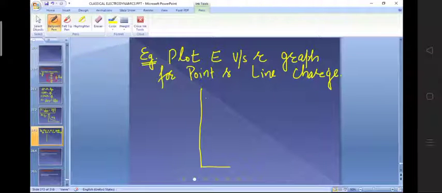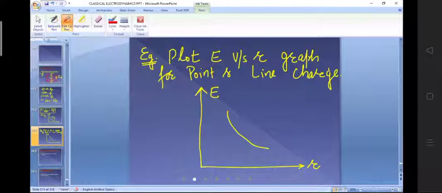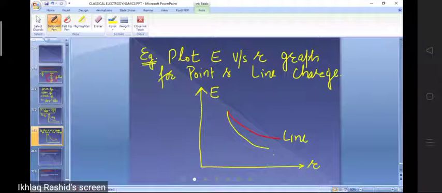So here this is E versus R. You know that for the point charge, the electrostatic field is proportional to 1 divided by R square, and for the line charge, it is proportional to 1 divided by R. That means the graphs for the point charge and the line charge will both be rectangular hyperbolas, but the steepness of the graph for the point charge will be more because E is proportional to 1 divided by R square. So there will be two different graphs. One graph will be like this, and another graph will be like this. This one is for the line charge, and this one is for the point charge.